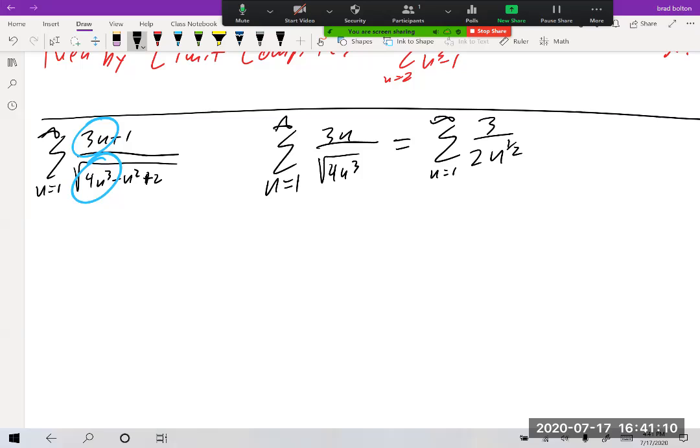Now here's the thing. We don't know if the original is actually bigger or smaller than this. I don't know if it's this way, and I don't know if it's this way. I can't figure it out. So the good thing about the limit comparison test is we don't care. All we do is we take the limit as n approaches infinity of 3n plus 1 divided by the square root of 4n cubed minus n squared plus 2.